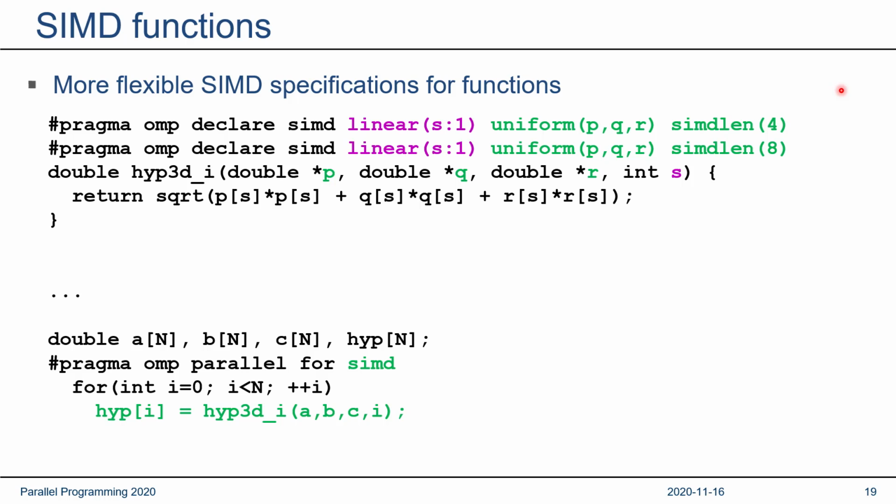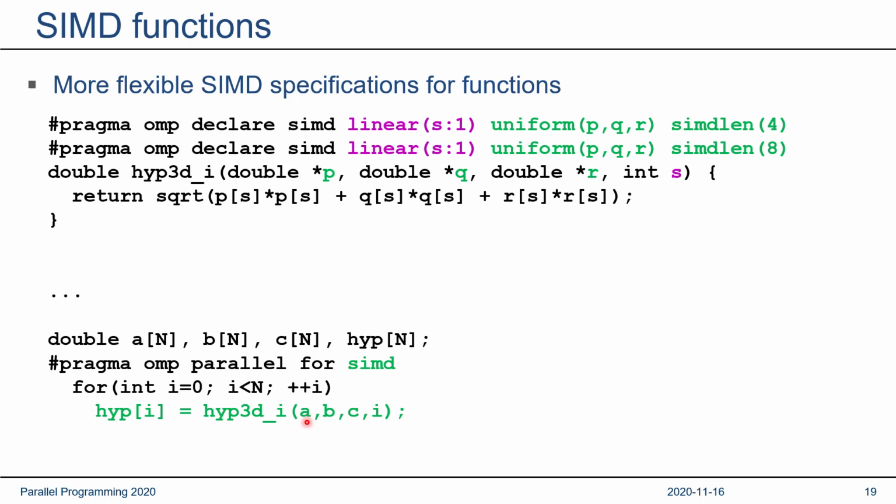Here's an example for a more complex scenario. We have a similar function as before, hyp3d, now with _I. And this function doesn't have three scalar arguments. It has three vectors or pointers to double and an integer index as an argument. And the way we want to use this function is shown down here. We want to call it with the three vectors as actual arguments. These are just double vectors, A, B, C, and an index I, which happens to be the loop index of the loop. And this should be done in a SIMD kind of way.